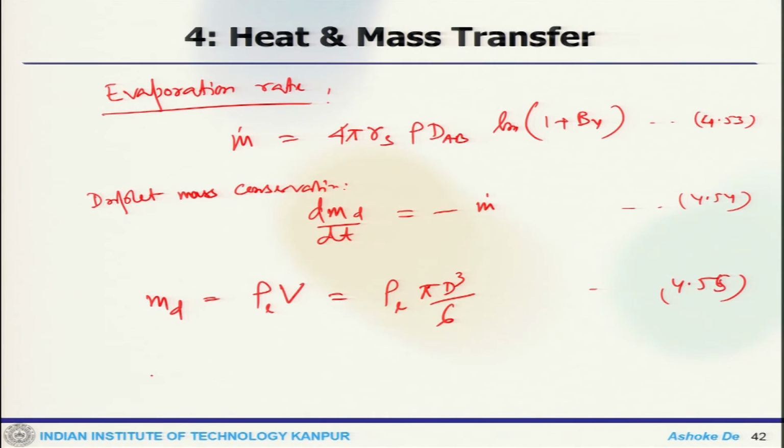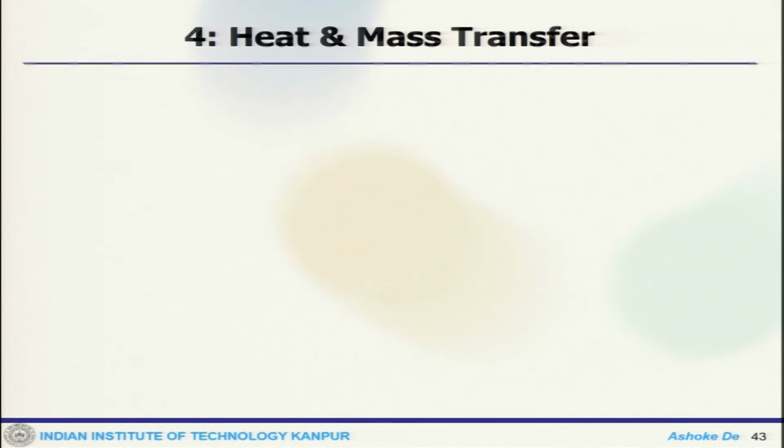Here d is the diameter and V is the volume. These are for that droplet. Now, once we get this, substitute this 4.55 and 4.53 into 4.54 and differentiating, you get dd/dt equals minus 4 rho D_AB by rho_L d, ln(1 plus B_Y).